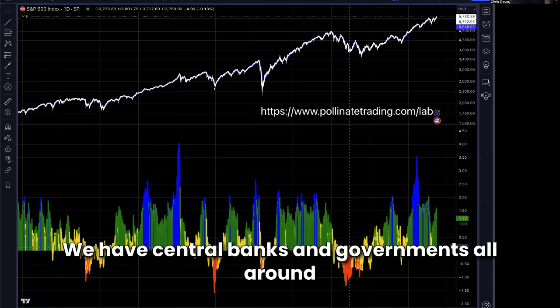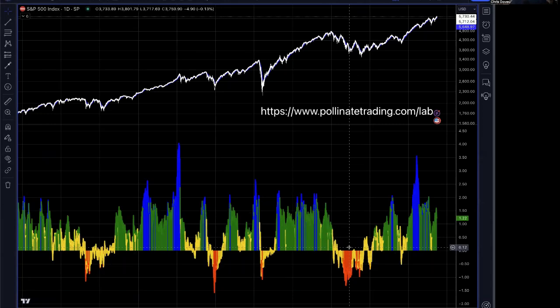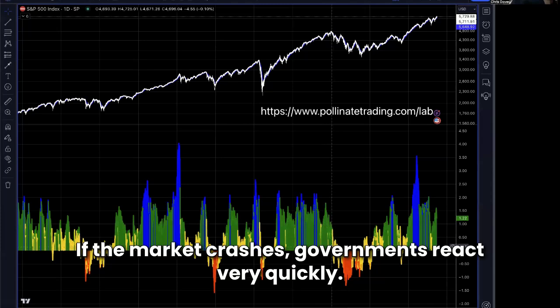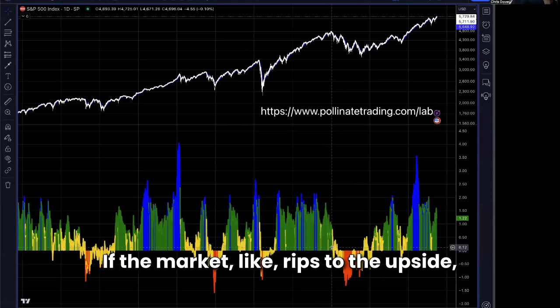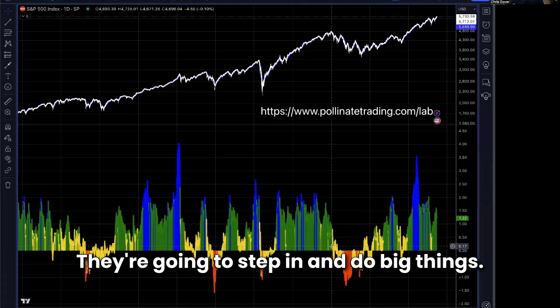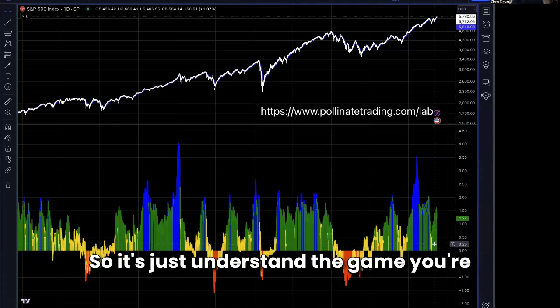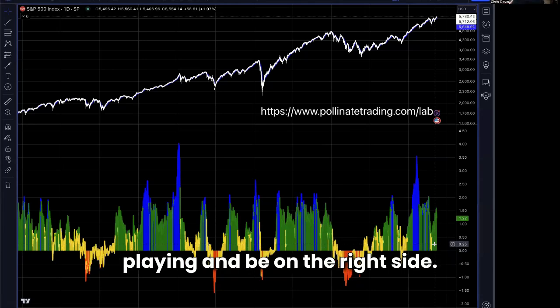We have central banks and governments all around the world who will step in and do things to make sure it goes higher. It's hyper manipulated in that sense. If the market crashes, governments react very quickly. If the market rips to the upside, they're very slow to slow that down. They're going to step in and do big things if it goes down quickly. They do that. So just understand the game you're playing and be on the right side.